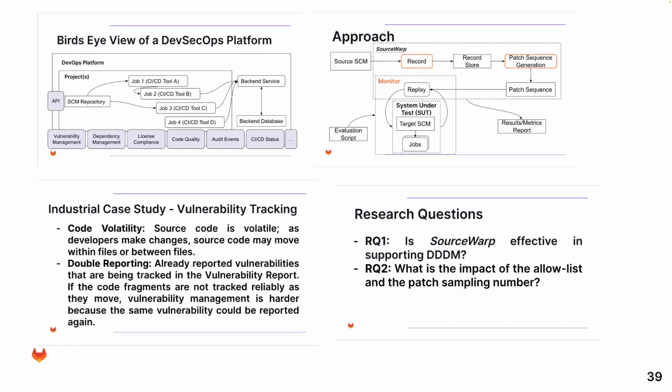We also talked about the evaluation and the two research questions, which showed that SourceWarp was effective to support data-driven decision making, and that the allow list and patch sampling number were great to make SourceWarp scale to big repositories and make it possible to run it while building out a feature.